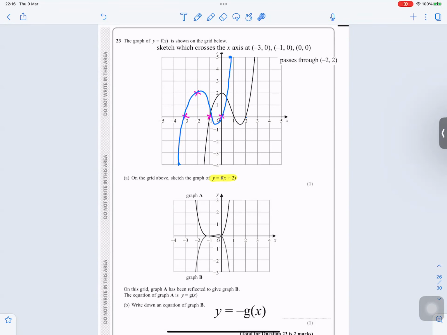So that's the complete answer for question 23. And don't forget, you can also write the coordinates for those points. Minus 3, 0 is this point there.